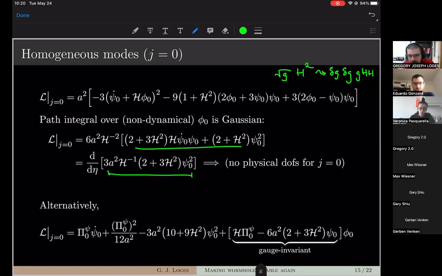This is somewhat mysterious, and I think there's a better way to understand this. If you write this in a first order form, so you introduce a momentum for the dynamical field psi, you write it as, this is like PQ dot minus H, and you find that the non-dynamical field phi appears linearly, which means that it imposes a delta function constraint between the momentum and the field itself. So this would appear as a delta function after integrating over phi. And importantly, the delta function constraint is gauge invariant. So it does physically make sense to impose this on the field and its momentum.